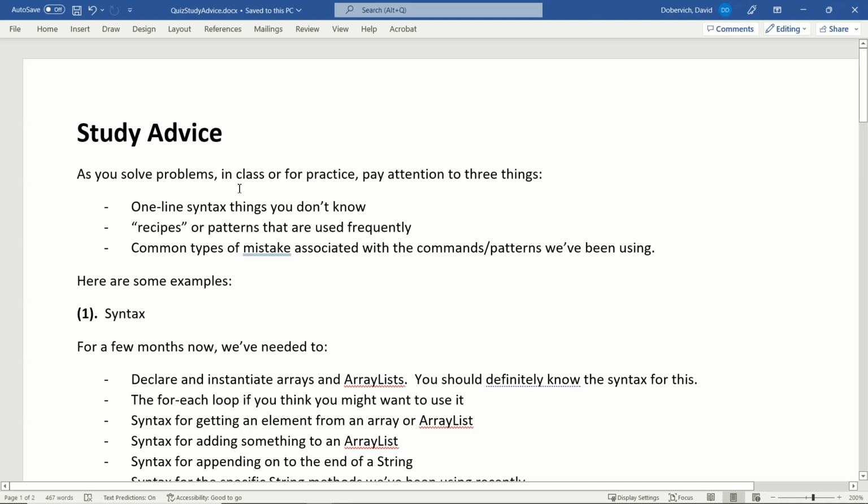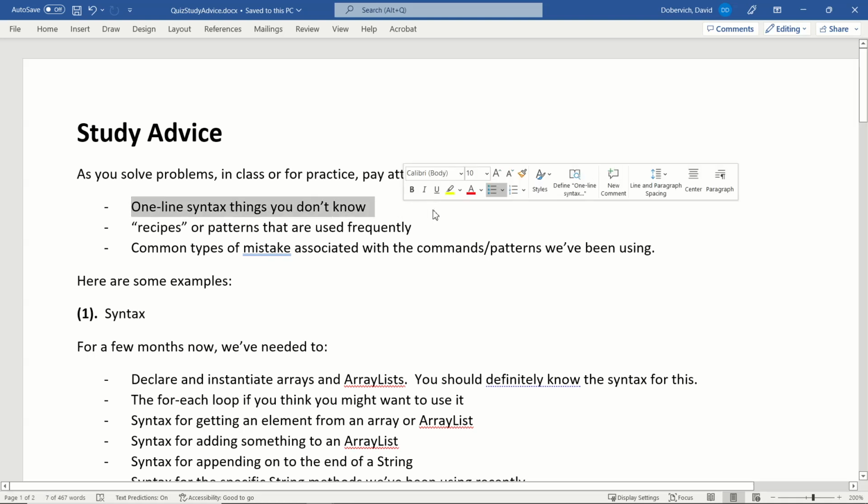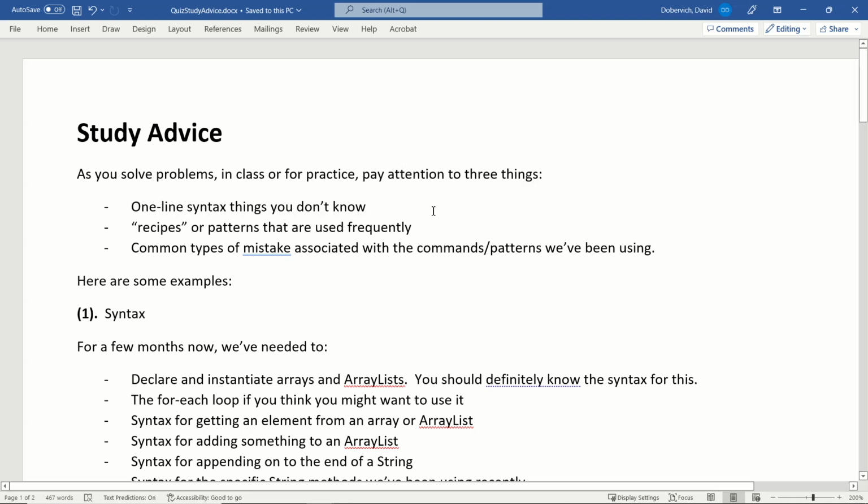As you're solving problems in class or for homework, or whenever you're practicing coding, pay attention to at least three things. You want to be noticing if there are single line syntax things you don't know how to do, and keep your own personalized reference sheet. So if you have to look something up or get something from a partner, just write down the one line.